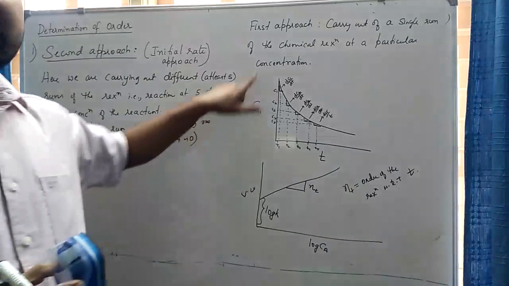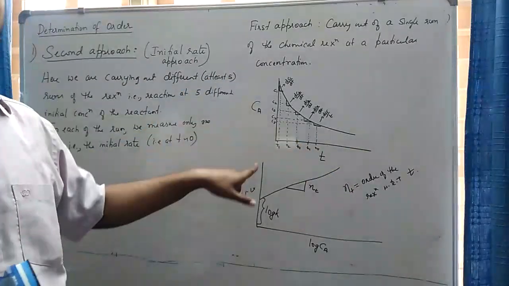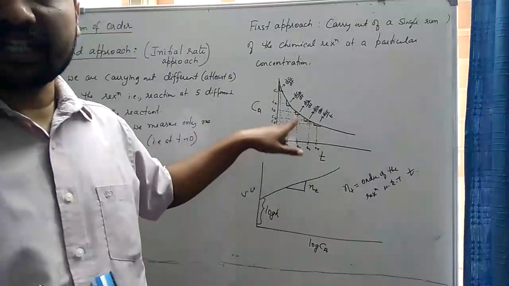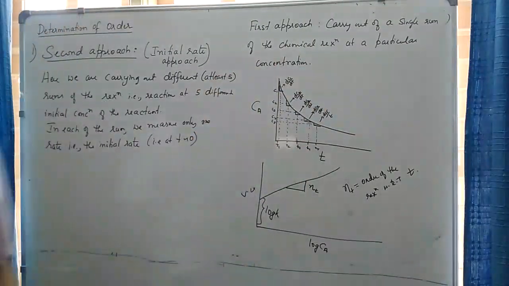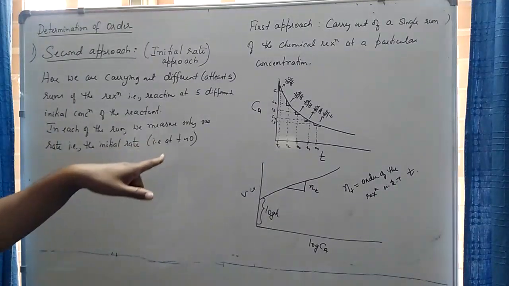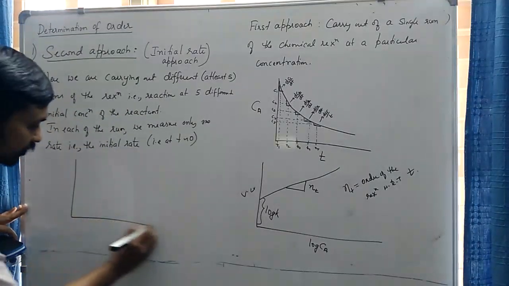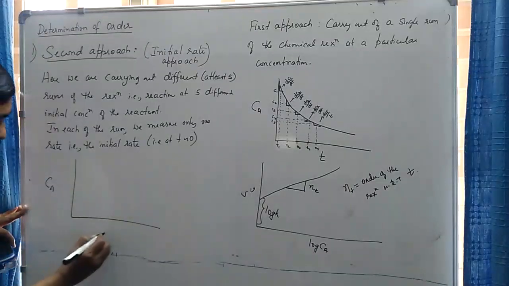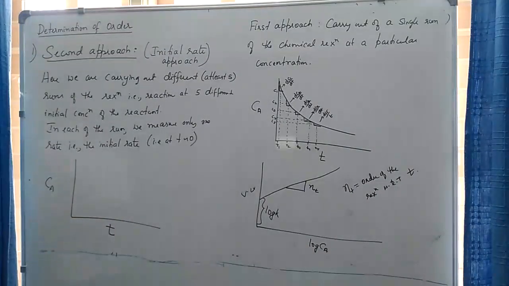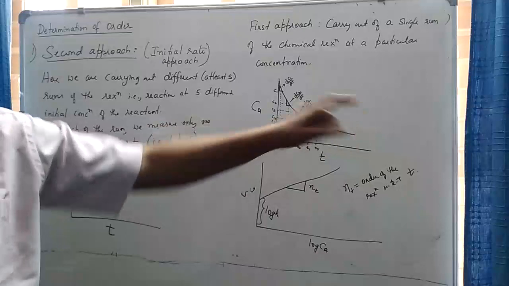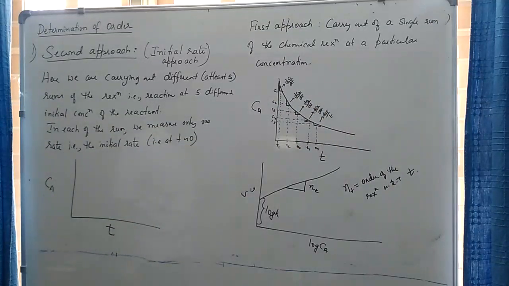So here, from a single run, from a single curve, we measured the rates at 5 different time intervals, but here from each run we are only measuring one rate, and that rate is the initial rate of the reaction. So what we do is, again you plot a graph of concentration of the reactant versus time t, but now we don't have a single curve, we have 5 different curves, because the reaction is carried out in 5 different runs with 5 different concentrations.